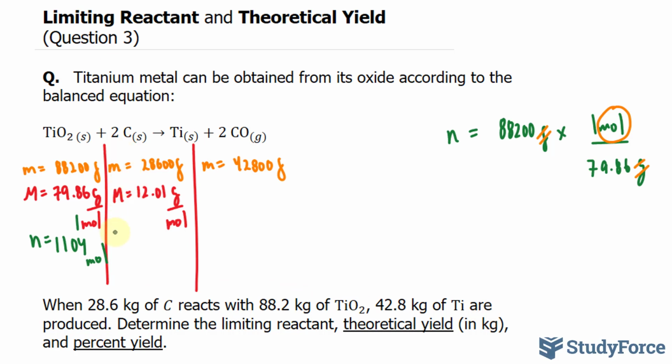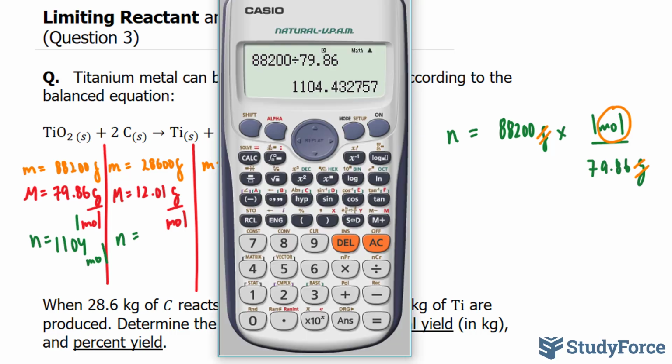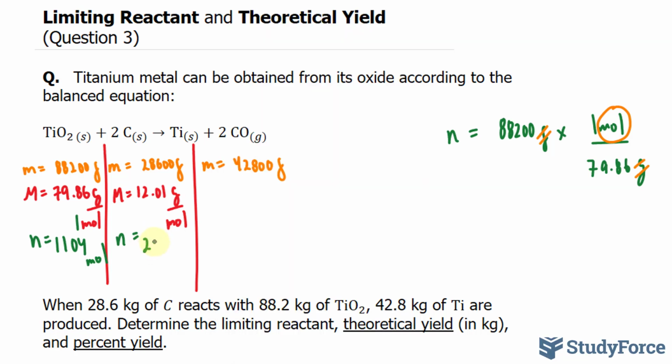Now, the number of moles of carbon. We'll do the exact same calculation. Take this and divide it by 12.01. 28,600 divided by 12.01, and this gives us 2,381 moles. Now to find the limiting reactant, we have to compare these moles with the ratio that represents the number of moles of each molecule.